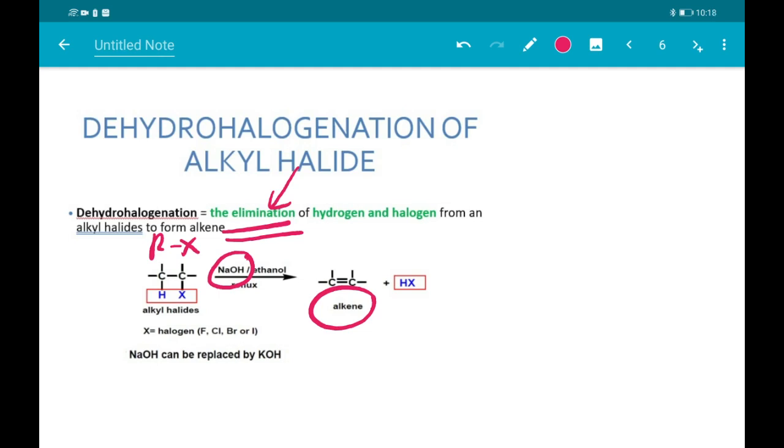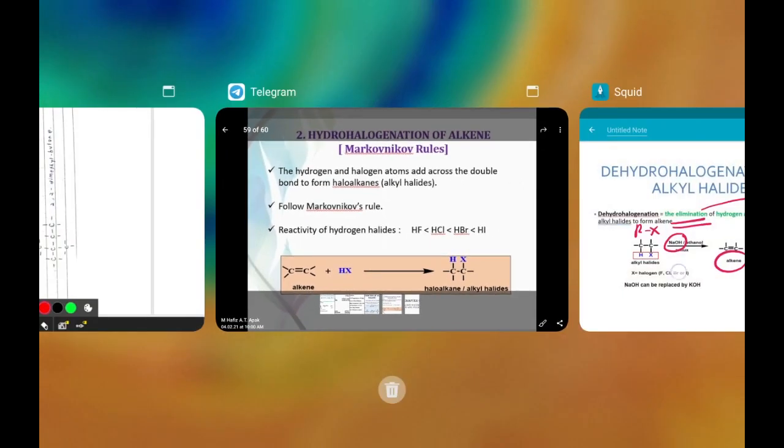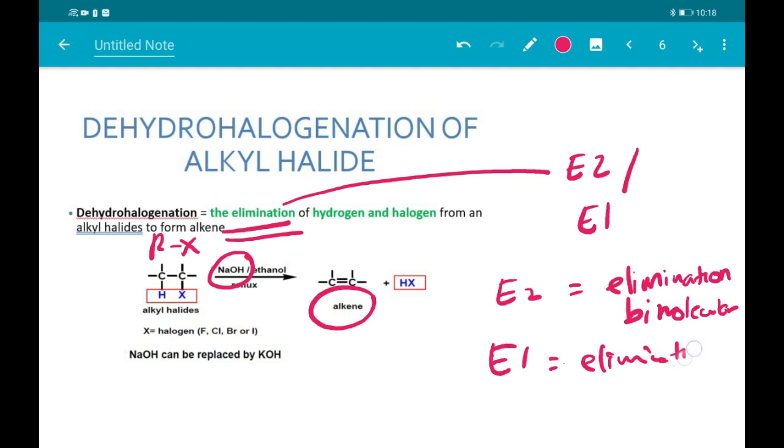In this chapter, we're going to go into detail whether the elimination proceeds via E2 or E1. E2 is referring to elimination bimolecular, while E1 is referring to elimination unimolecular.